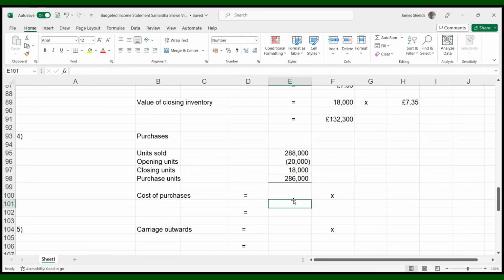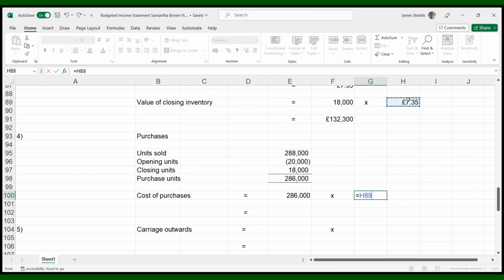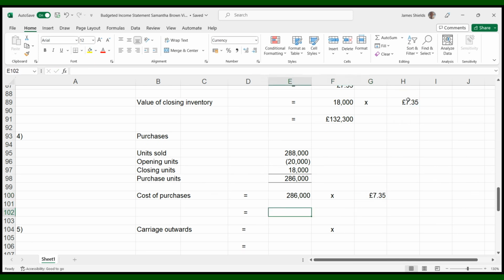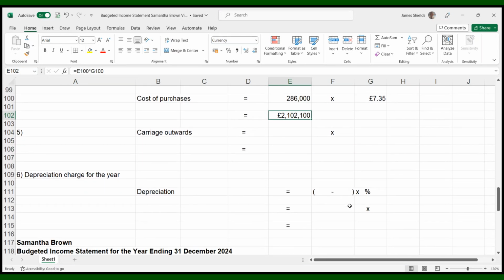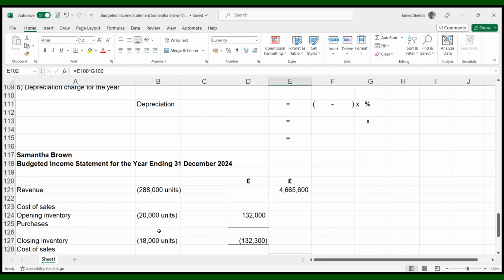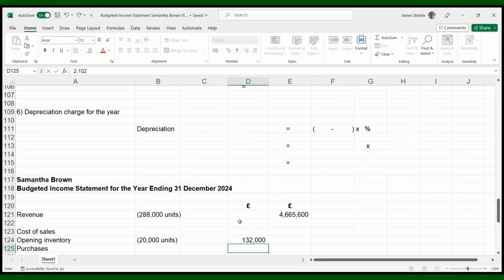So the cost of our purchase then is going to be the 286,000 units times the new purchase cost price, which was £7.35. So the total purchase can be 286,000 times the £7.35, which comes to £2,102,100. So let's put that down in our purchases figure. So it was 2,102,100.